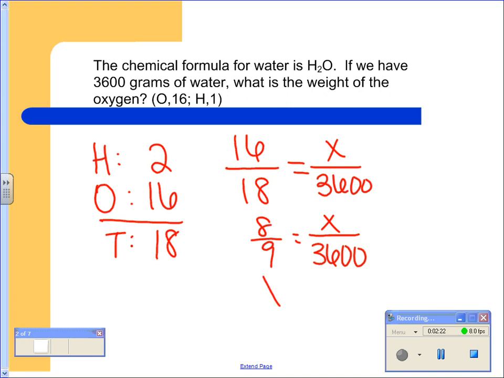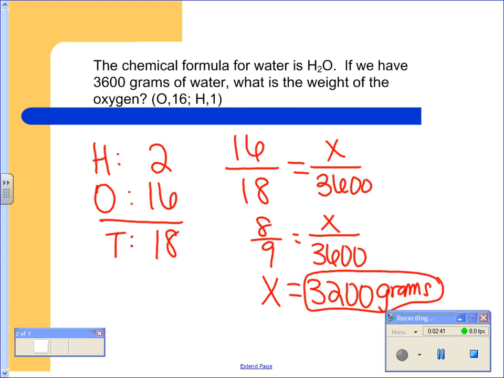All right, so what would you get for X? You solve your proportion, and it's in grams. Y'all see how that works? Any questions there? It's just another type of proportion problem.